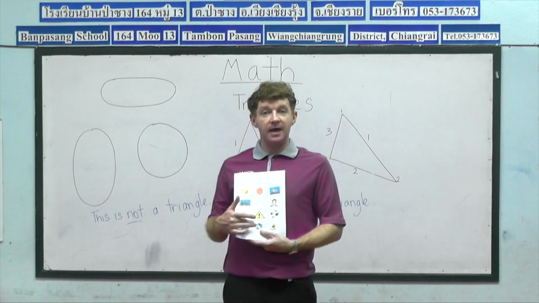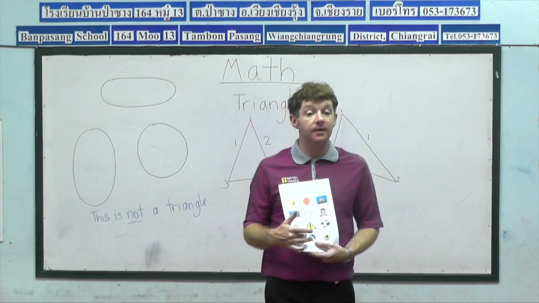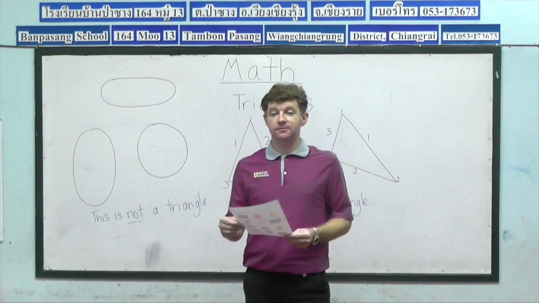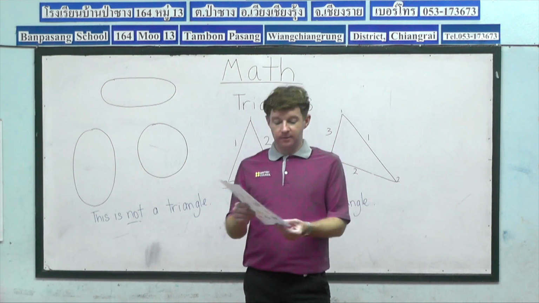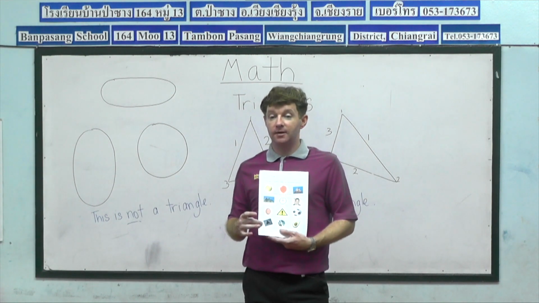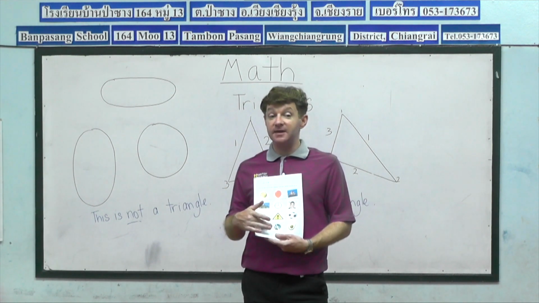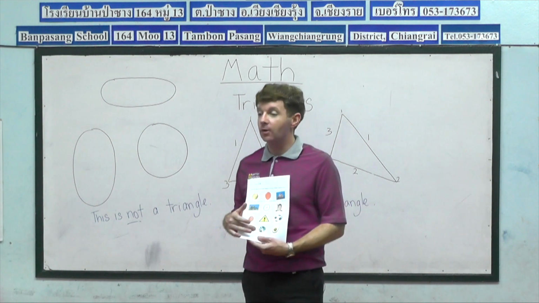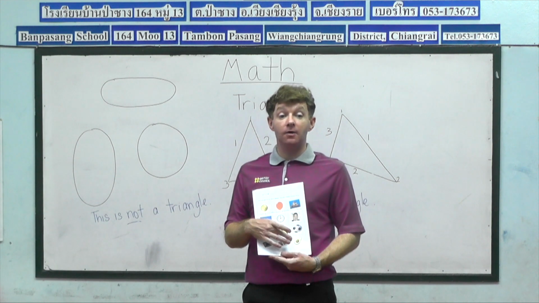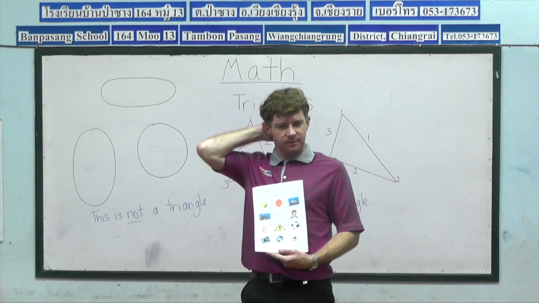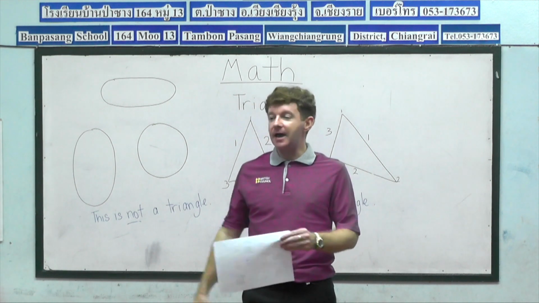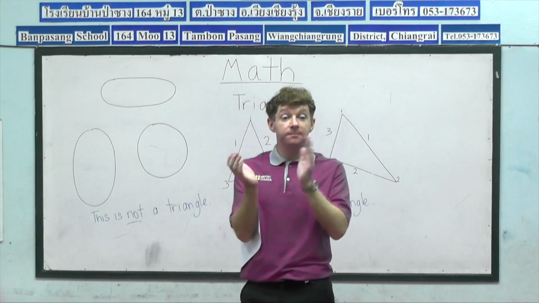But what about the sign? This is a triangle. And the football? This is not a triangle. And this shape here? This is a triangle. Excellent. The CD? This is not a triangle. And finally, the fruit, the avocado. Is that a triangle? This is not a triangle. Excellent, guys. You understand very well. Well done.